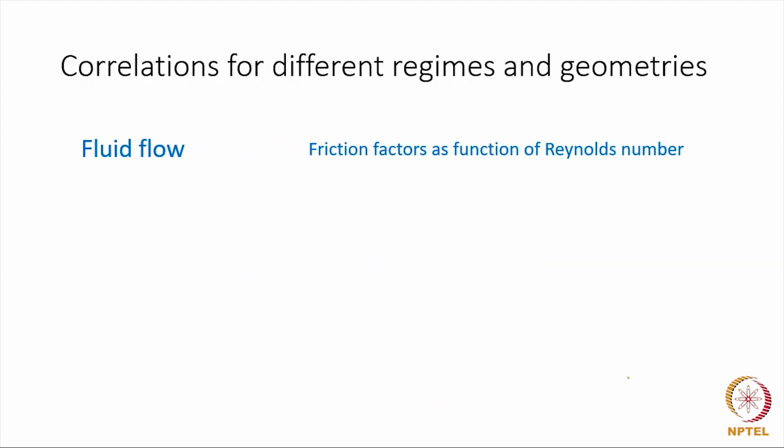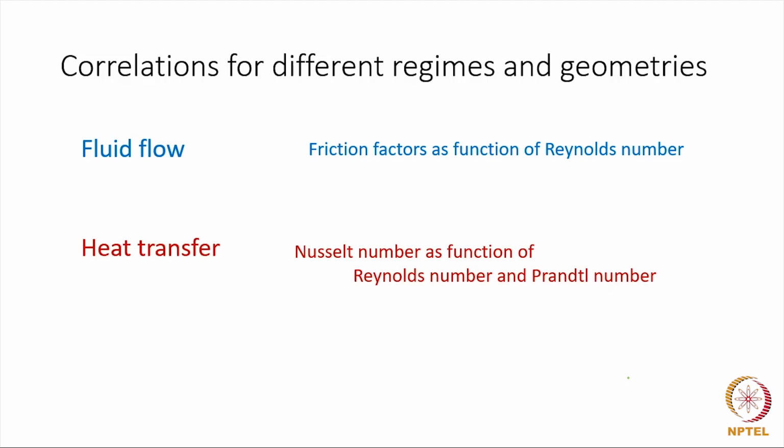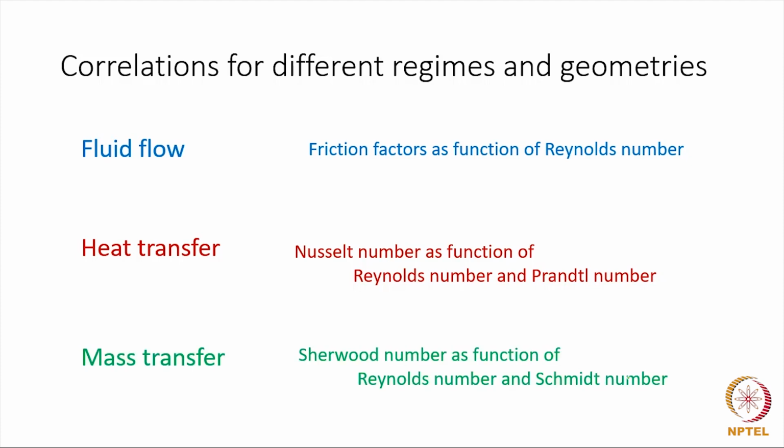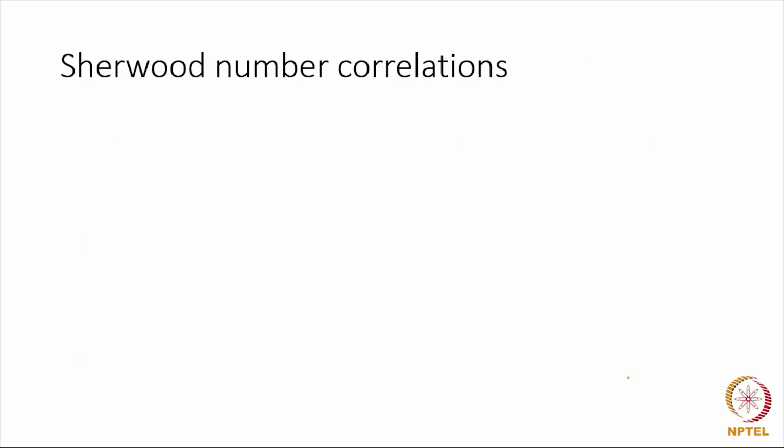Now these correlations we can put in the perspective with respect to the rest of the phenomena. In the case of fluid flow, we saw that friction factors are important for us to determine turbulent flow, and those friction factors are given as functions of Reynolds number. And in the case of heat transfer, you have the Nusselt number which are being given as function of Reynolds number and Prandtl number. And similarly, in the case of mass transfer, we have the Sherwood number correlations that are being given as a function of Reynolds number and Schmidt number.